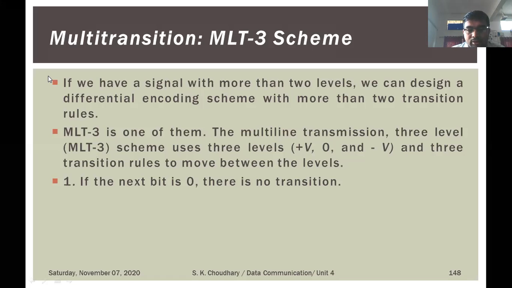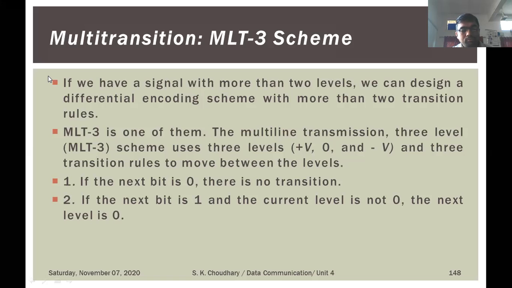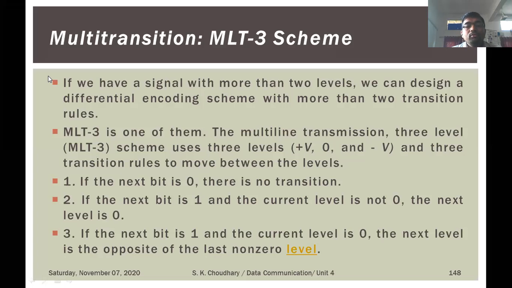What are these transition rules? These are the following. First one, if the next bit is 0, there is no transition. If the next bit is 1 and the current level is not 0, then the next level is 0. If the next bit is 1 and the current level is 0, then the next level is opposite to the last non-zero level. Okay, so these are the three main rules that we have to follow when we are going to implement the MLT3 scheme.